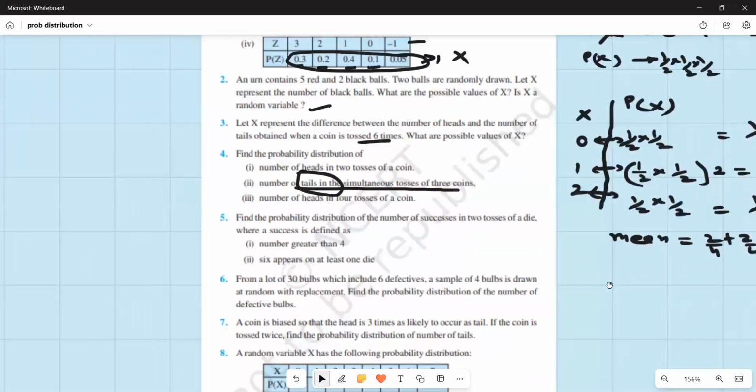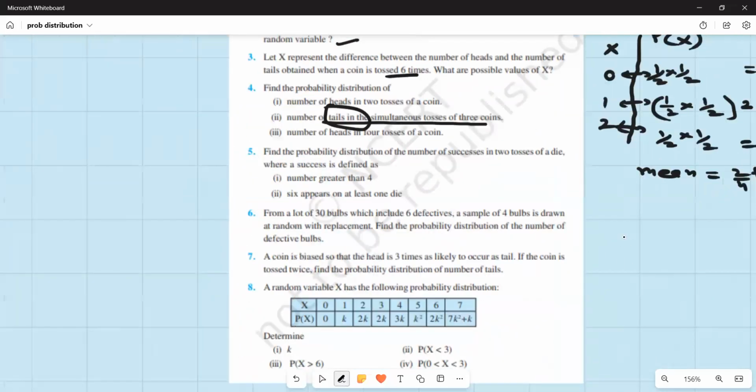Then find the probability distribution of the number of successes in 2 tosses of a die when the success is defined as a number greater than 4. So, 2 tosses, so X is 0, 1, 2. P(X), what is the success? Getting more than 4, so it means 5 or 6.